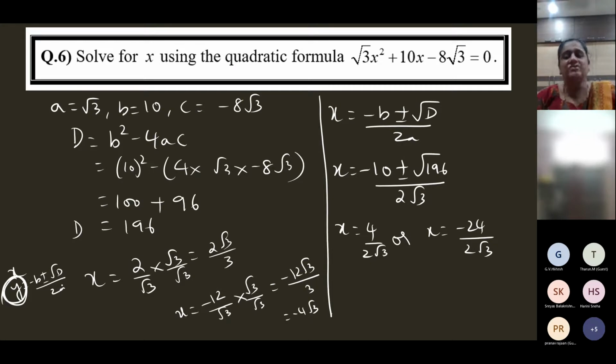If the variable is x, then x is equal to. If the variable is n, then n is equal to minus b plus or minus root D by 2a. If the variable is z, then z is equal to minus b plus or minus root D by 2a, like that. Take a picture.